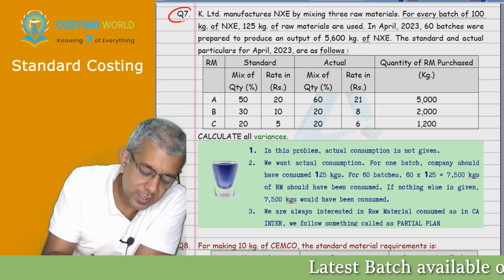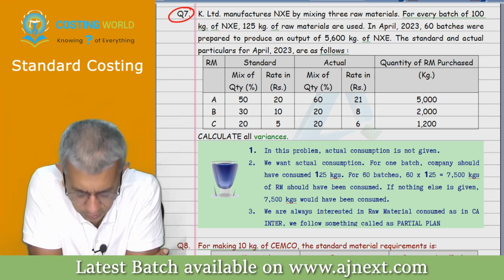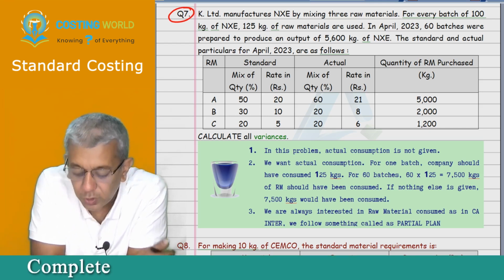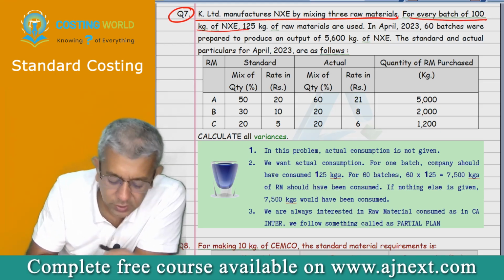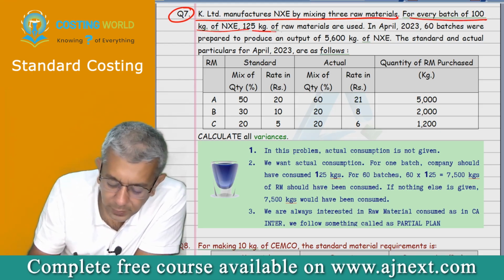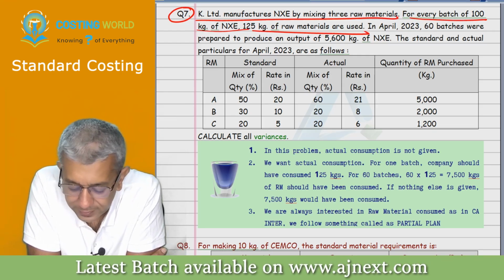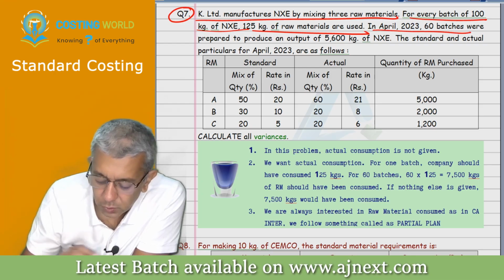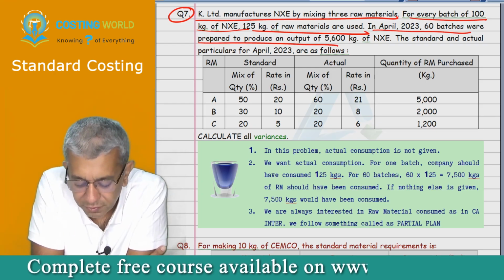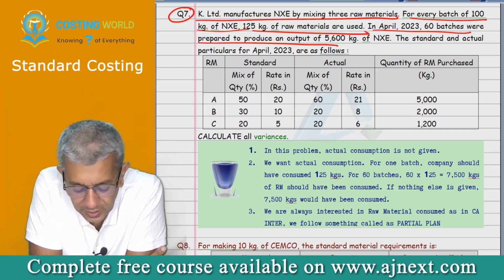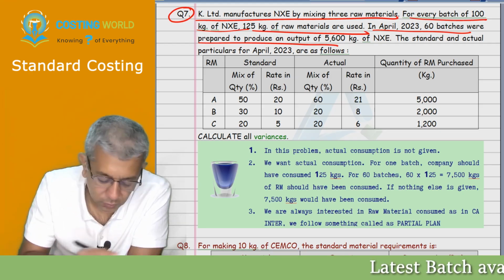Okay. So let's start it off with question number 7, please. K Limited manufactures NXC by mixing 3 raw materials. For every batch of 100 kgs of NXC, 125 kgs of raw material are used. In April 2023, 60 batches were prepared to produce an output of 5600 kgs of NXC. The standard and the actual particulars for April 2023 are as follows.